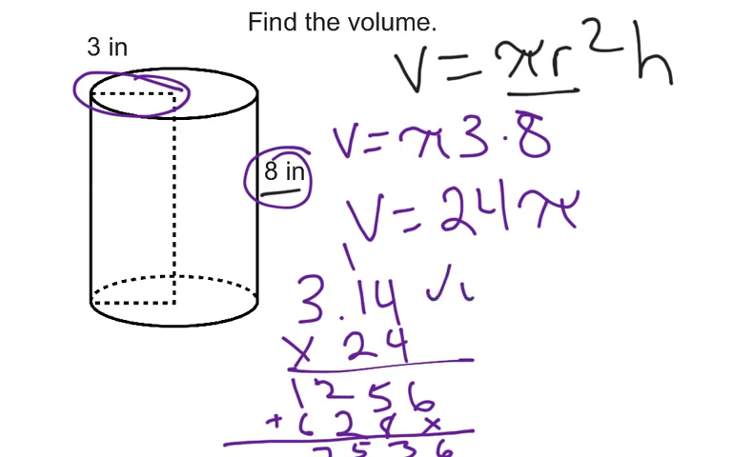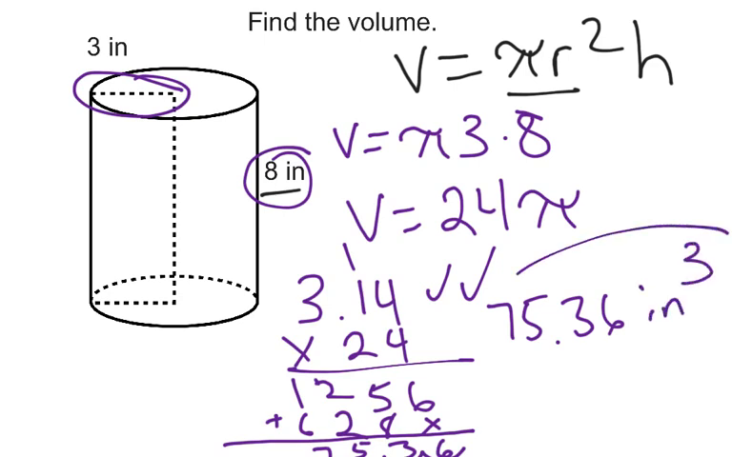Then we need to remember to move the decimal over twice. 1, 2. So that gives us about 75.36 inches cubed. Again, it's volume, so it's cubic inches. Don't forget to move that decimal. Let's look at another example.